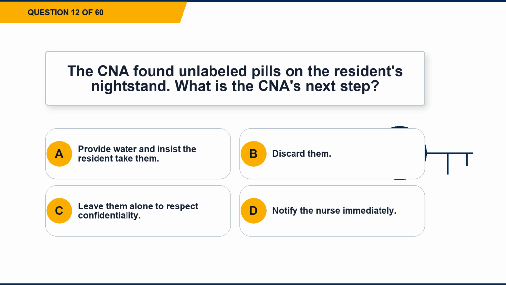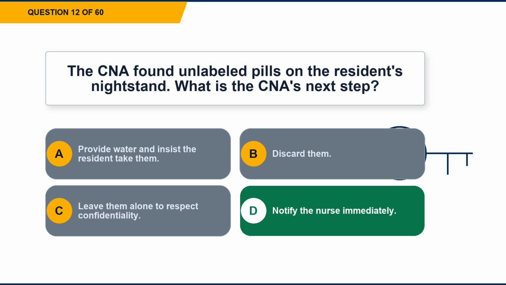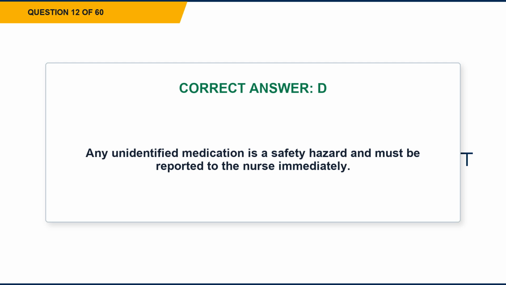Question 12. The CNA found unlabeled pills on the resident's nightstand. What is the CNA's next step? Option A. Provide water and insist the resident take them. Option B, discard them. Option C, leave them alone to respect confidentiality. Option D, notify the nurse immediately. The correct answer is option D, notify the nurse immediately. Explanation: any unidentified medication is a safety hazard and must be reported to the nurse immediately.